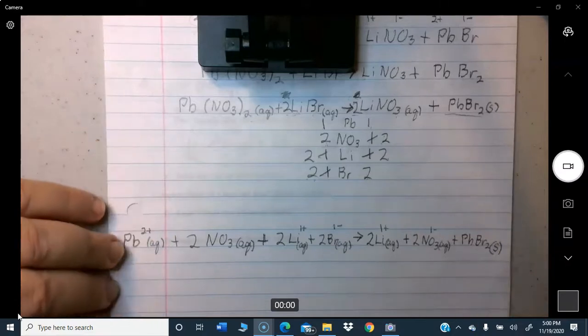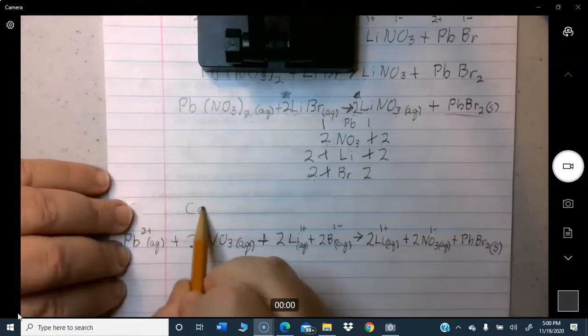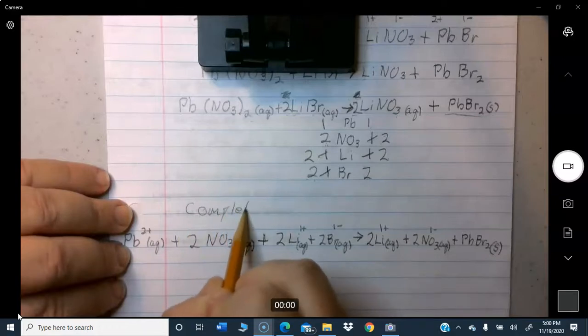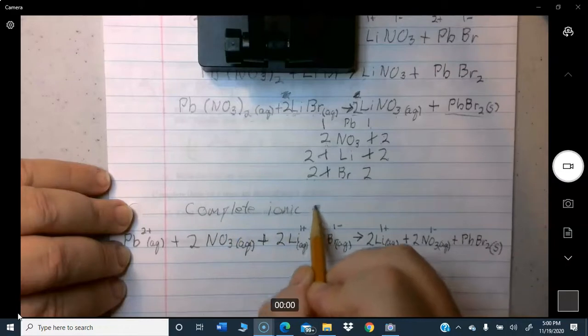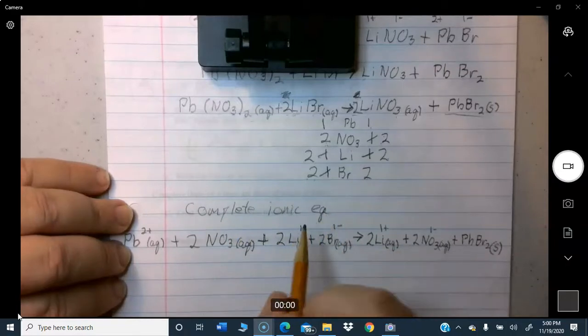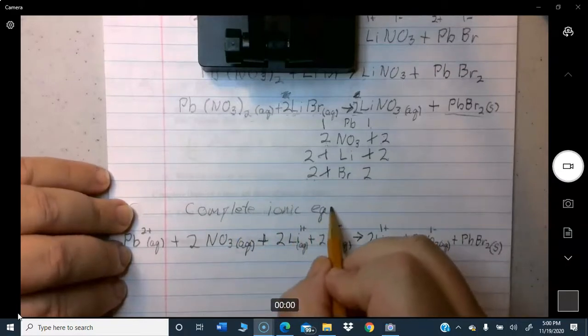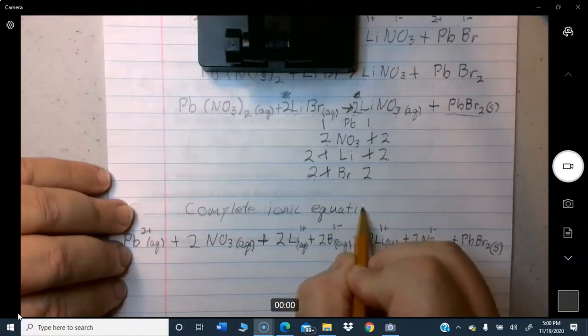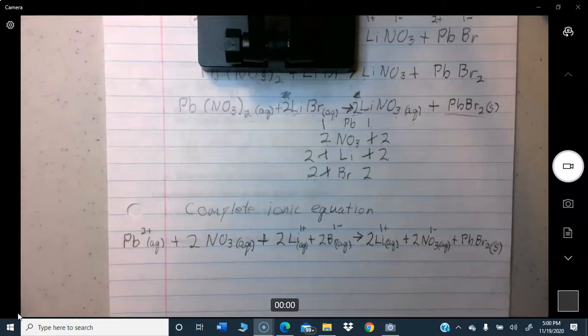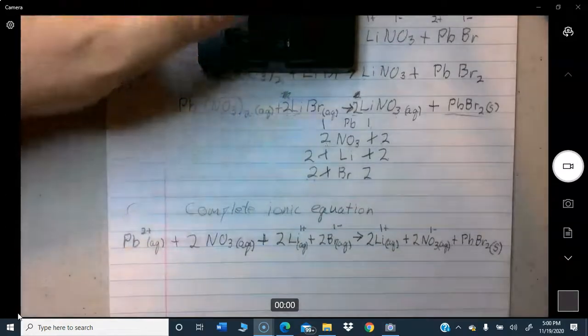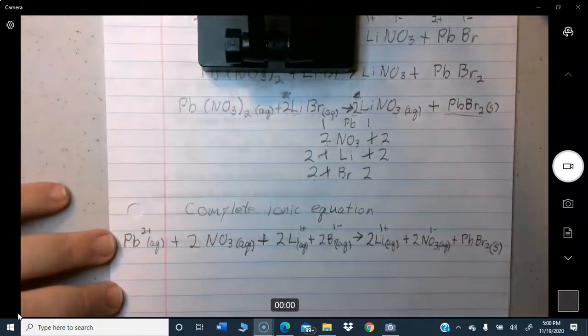Alright, so there we go. This is called the complete ionic equation. I sometimes say reaction, but it really should be called an equation. It's a more proper term. Complete ionic equation. Okay, there it is. Now you're ready to start canceling spectator ions.